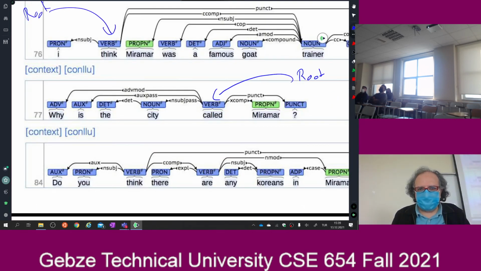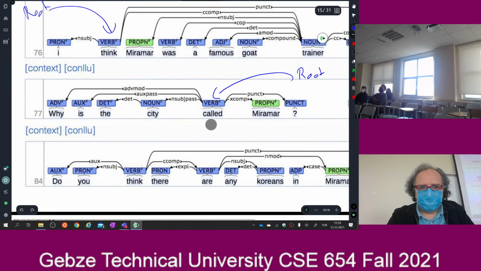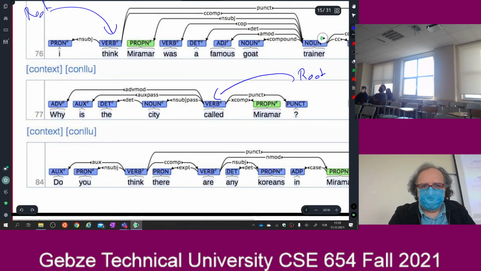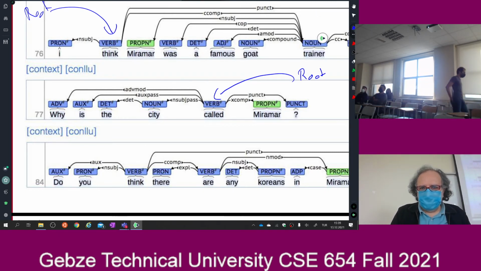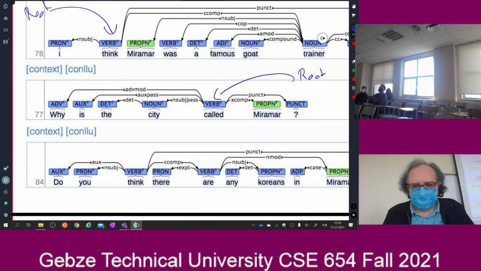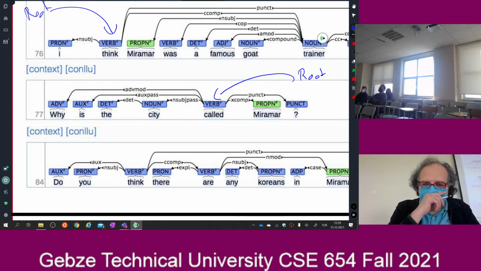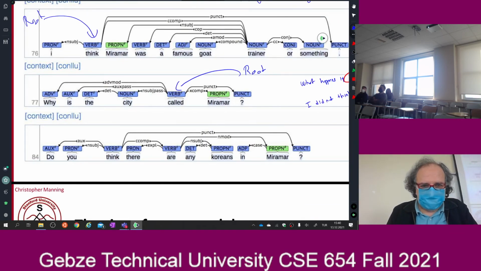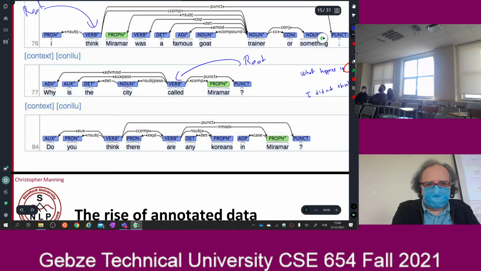Okay. Why is the city called Miramar? Okay, and this is the root, called, adverb modifier, nominal subject, determiner, auxiliary dependent, and etc. As you see, the number of dependency relationships depends on the data set, on what kind of tag set you are using, but the idea is the same. Okay, again the root is here.